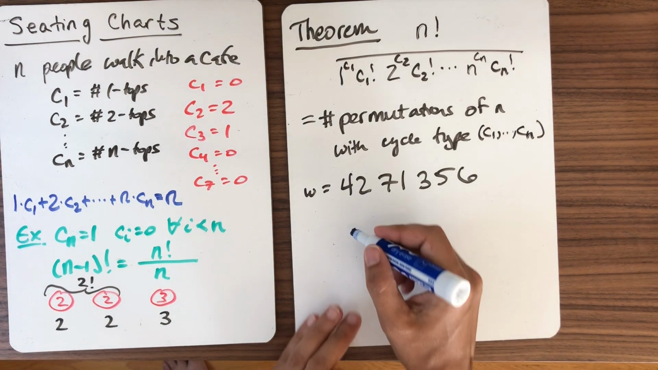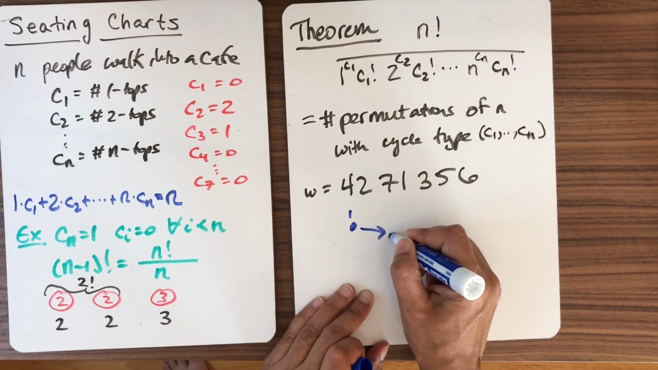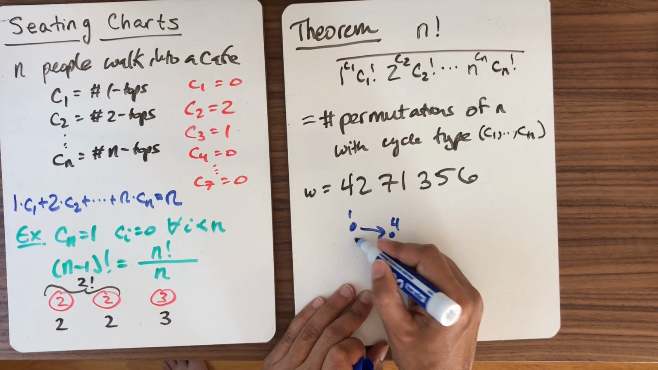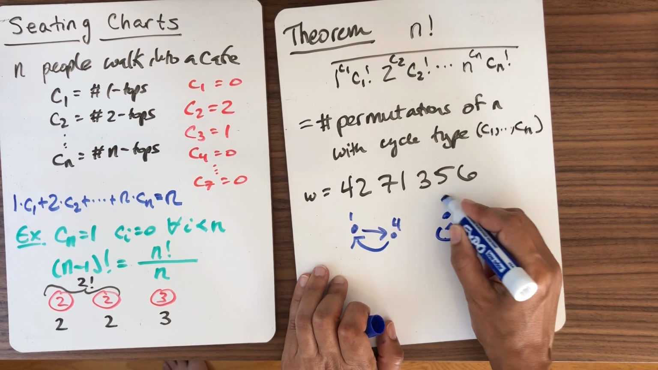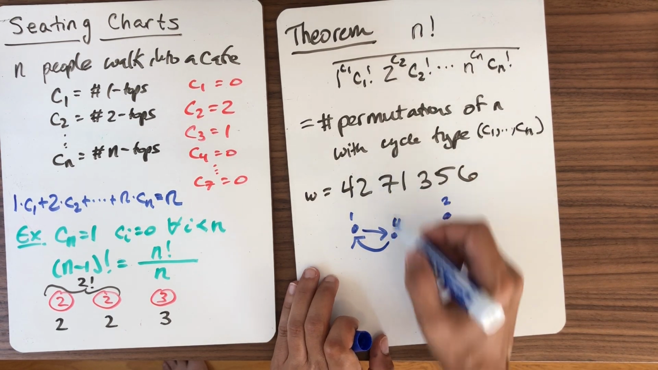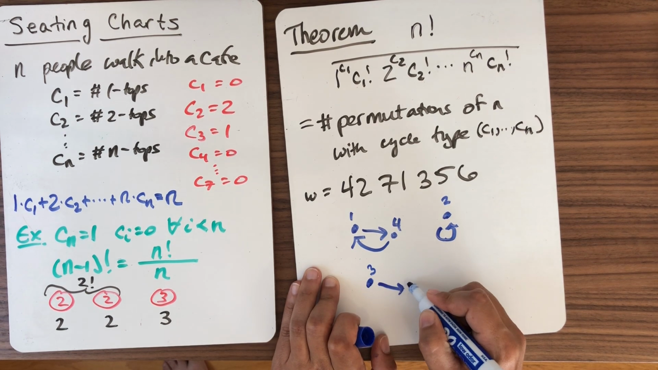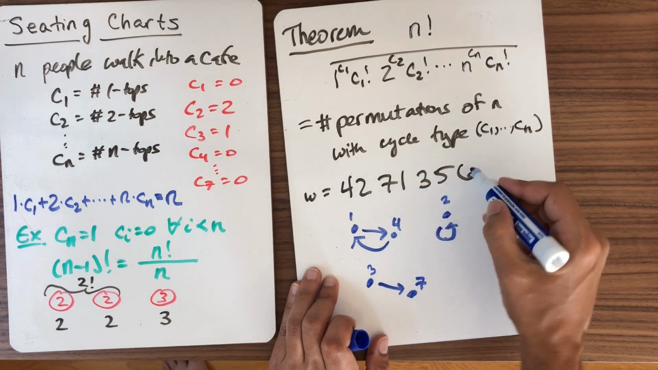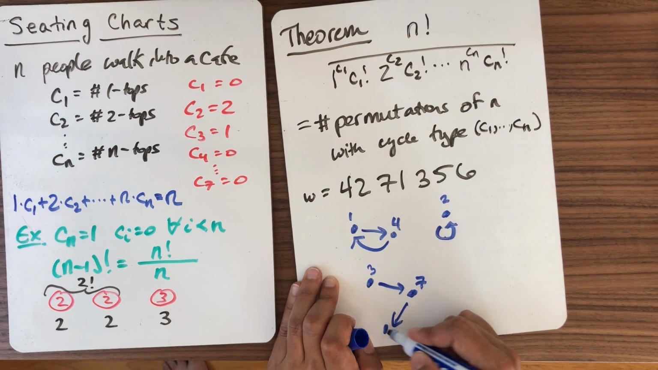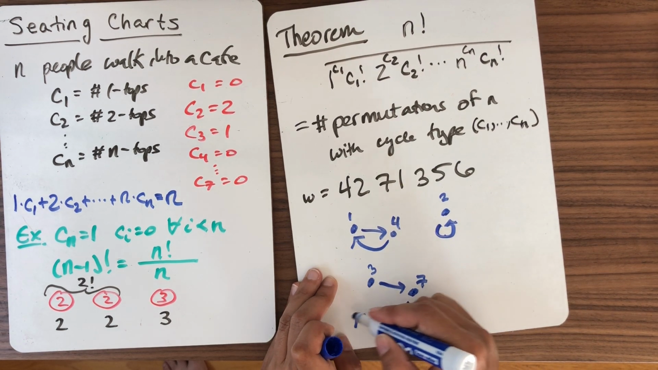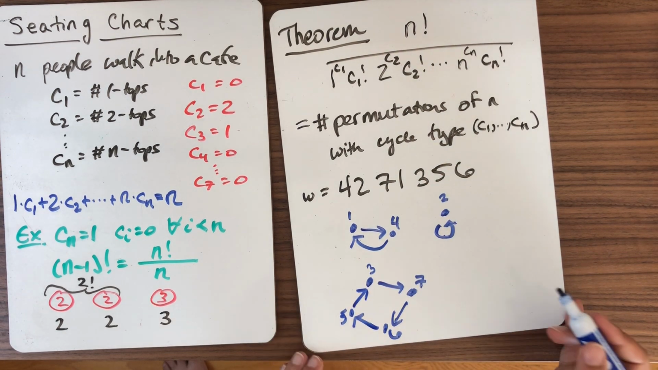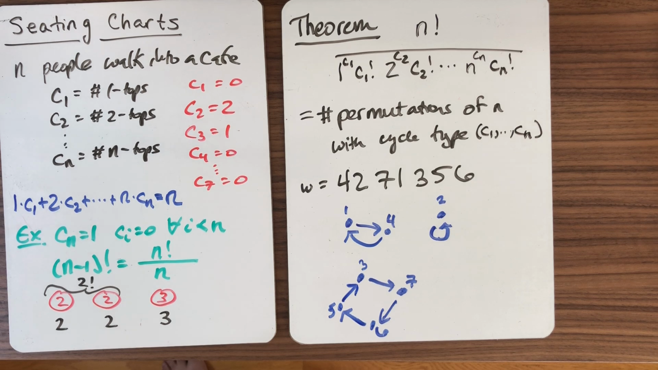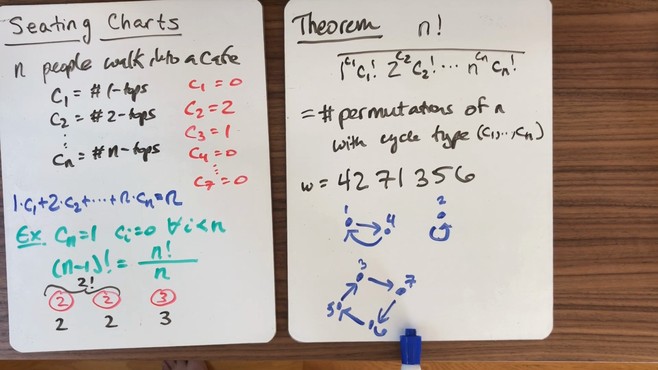We say, well, 1 goes to 4. The 4 goes to 1. 2 goes to 2. 3 goes to 7. 7 goes to 6. 6 goes to 5. 5 goes to 3. That closes that, and I believe that that's all of them. So in this example, we would have 1 1 top, 1 2 top, and 1 4 top.